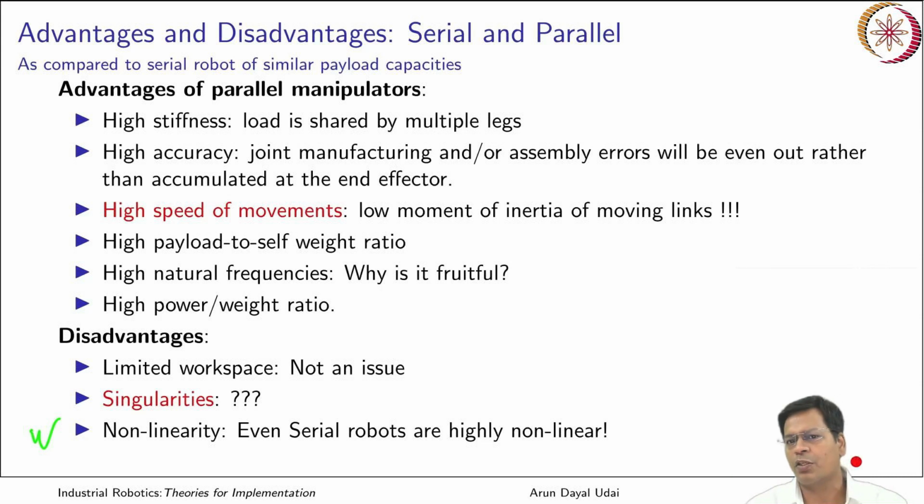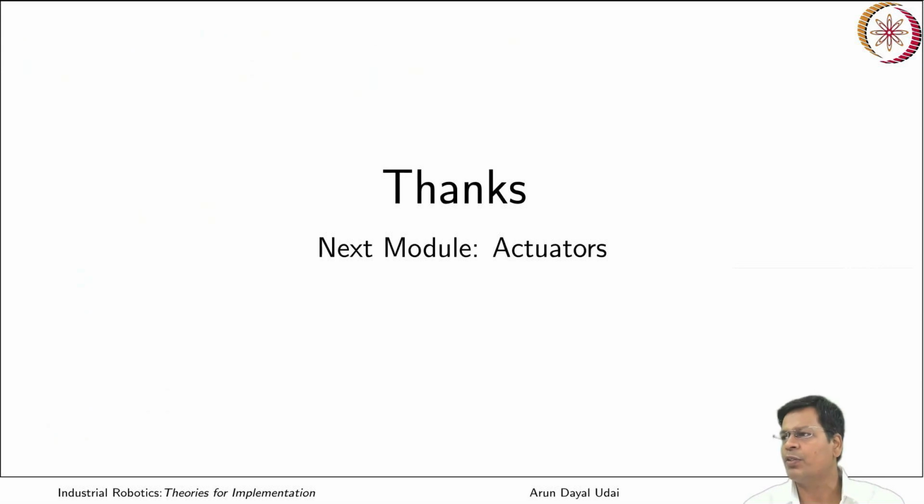You already know serial robots, they are very, very popular in the industry. So with this, I'll end today. In the next module, we'll start with actuators. Actuators give power to the joints, different kinds of actuators. Mostly we'll focus on electrical actuators. Okay, so that's all for today. Thanks a lot.